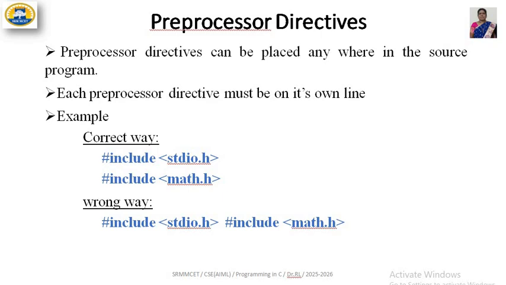The preprocessor directives can be placed anywhere in our source program. Each preprocessor directive must be on its own line. Example, the correct way: #include stdio.h, and in the next line, #include max.h. The wrong way: more than one preprocessor directive cannot be placed in a single line. For example, #include stdio.h and, in the same line, #include max.h. It is the wrong way of specification.